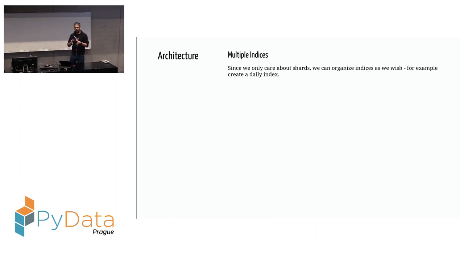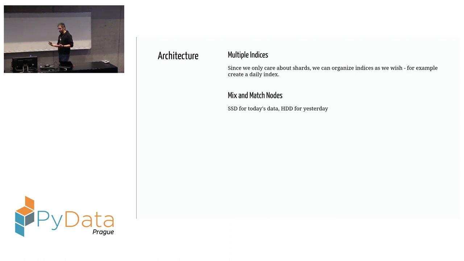There's literally no difference down to the code path that the code will execute, between searching 10 indices with one shard each, or one index with 10 shards. It's literally the same operation, and that gives you some freedom into how you structure your data and how you utilize the Elasticsearch cluster.